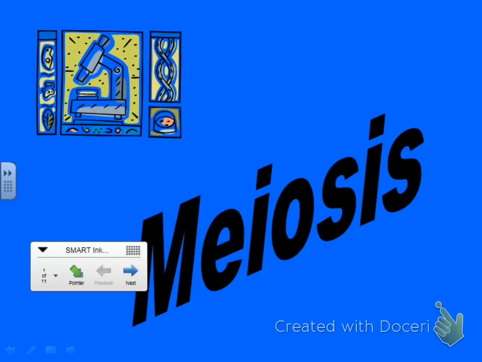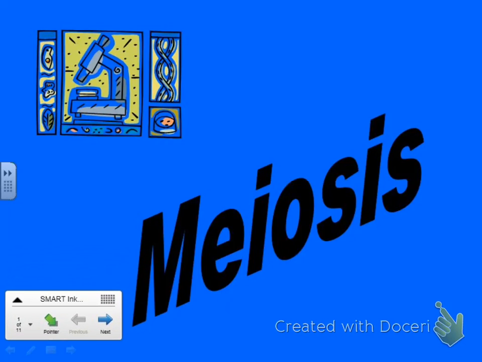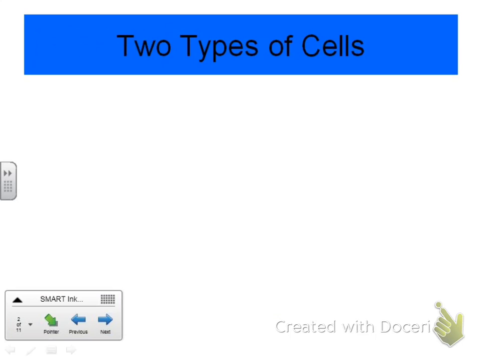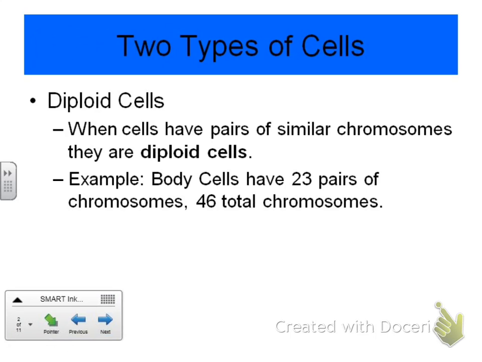All right, so the first thing we need to recognize is that meiosis and mitosis produce two different types of cells. The first type of cell that we're going to talk about is a diploid cell. A diploid cell is when they have pairs of similar chromosomes, cells that include pairs of chromosomes.